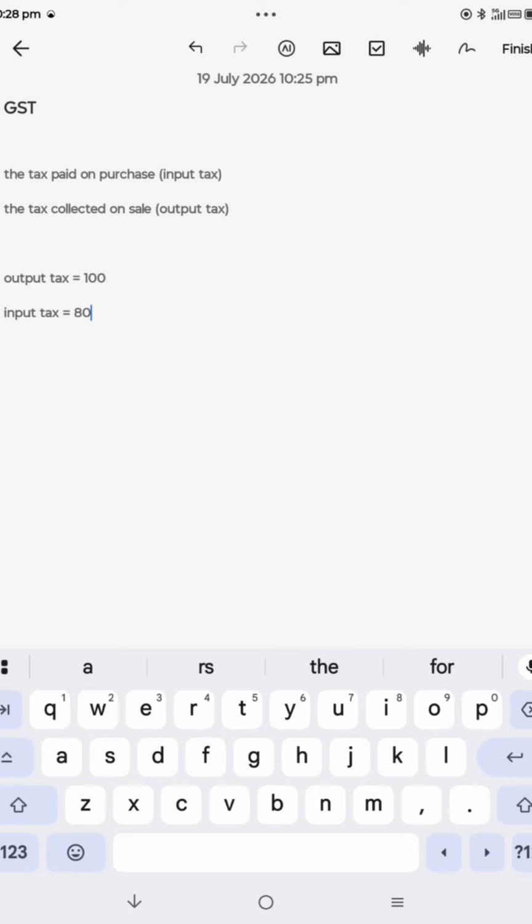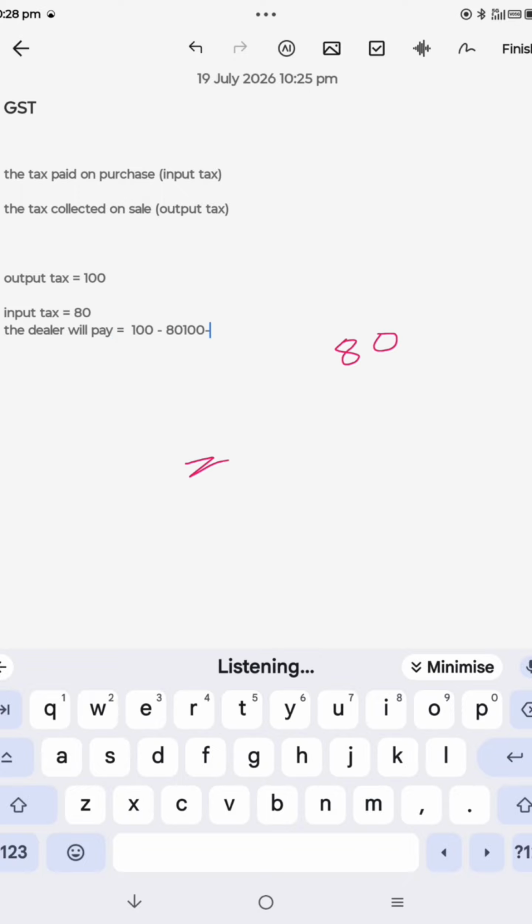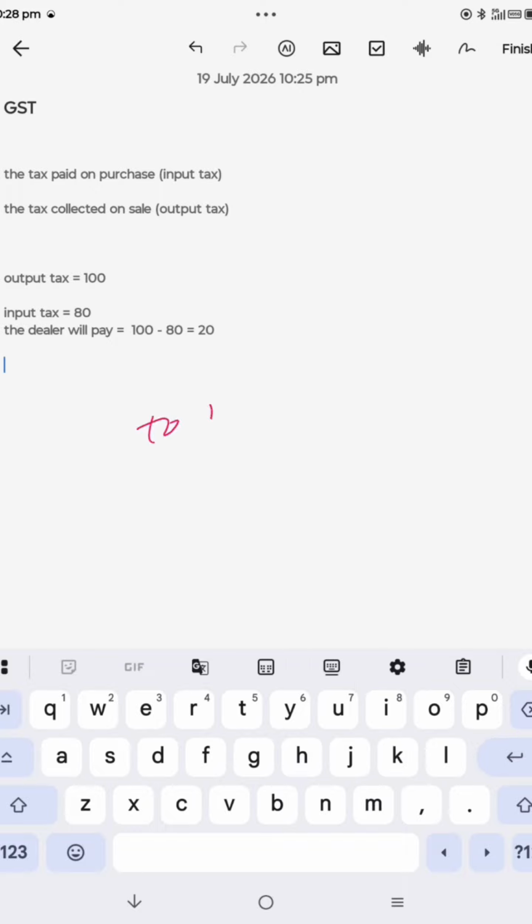The dealer will pay 100 minus 80, that is ₹20. This ₹20 goes to the government as GST. ये गवर्नमेंट को जाता है जीएसटी के तौर पर। समझा?